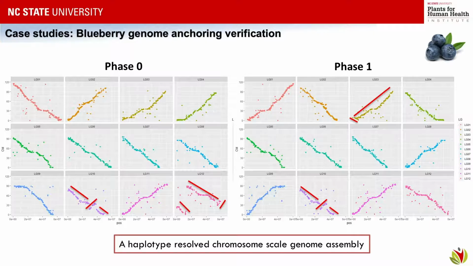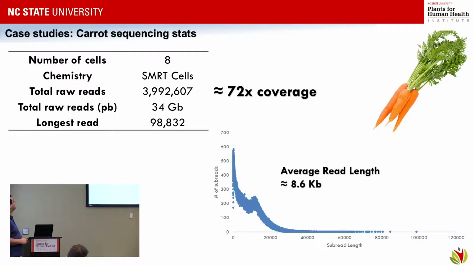So we were able to produce the haplotype-resolved, chromosome-scale assembly for blueberry, and that was the target, and we are proceeding with the downstream analysis. Moving to carrot, since I really want to highlight a couple of interesting things in that one.